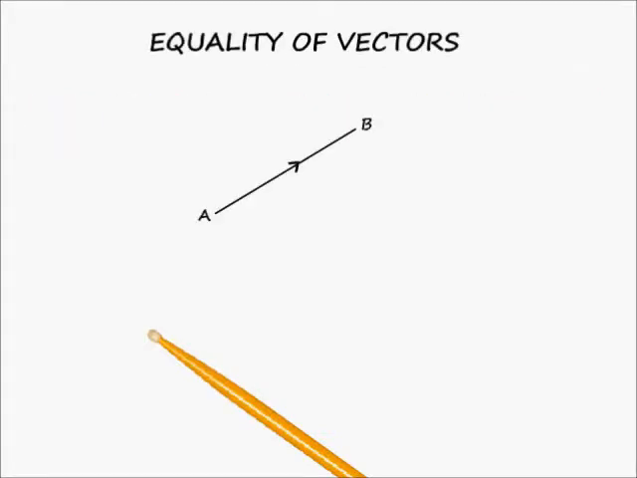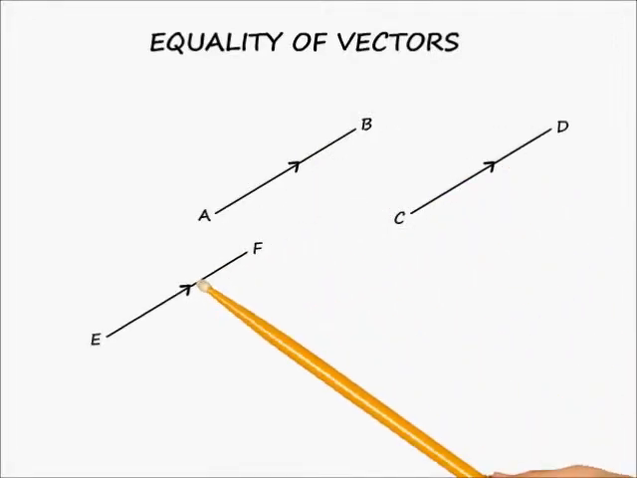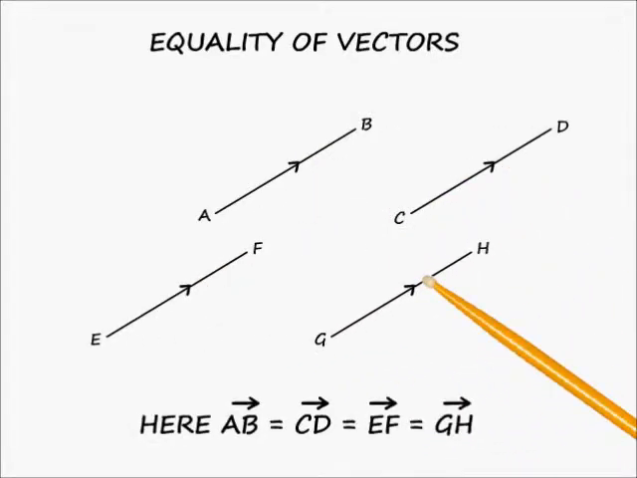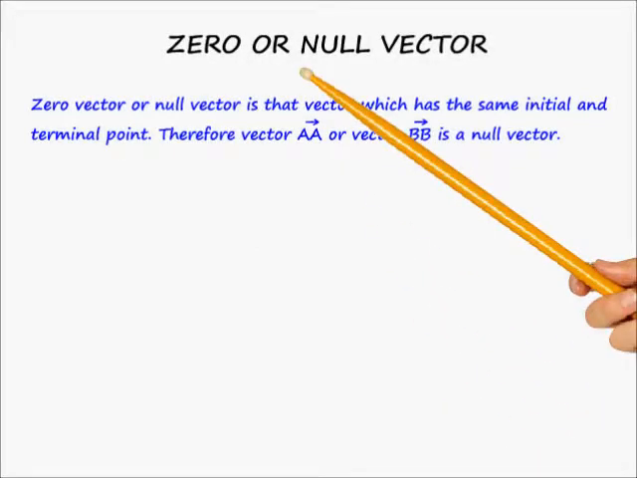Equality of vectors. This vector may be moved anywhere in three-dimensional space like this, without rotating it or changing the direction, and the vector will remain the same. Here, all these vectors are equal vectors. Equality of vectors depends only on magnitude and direction and not on the position of the initial and terminal point.